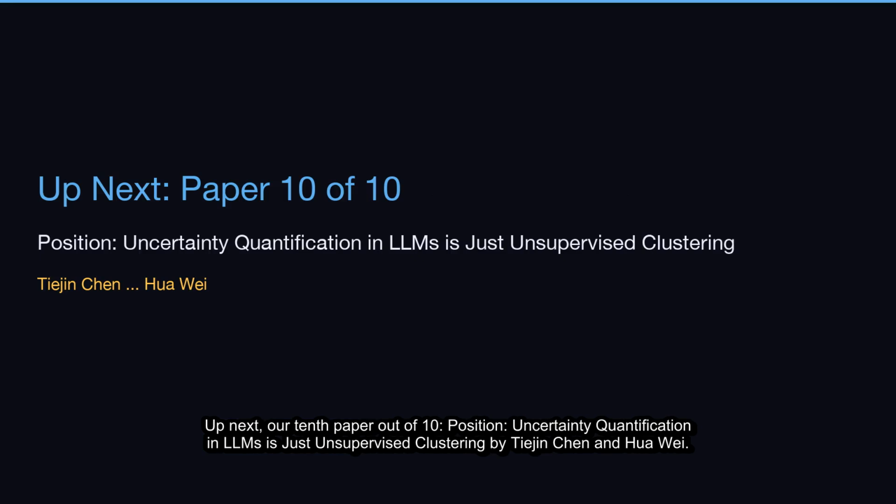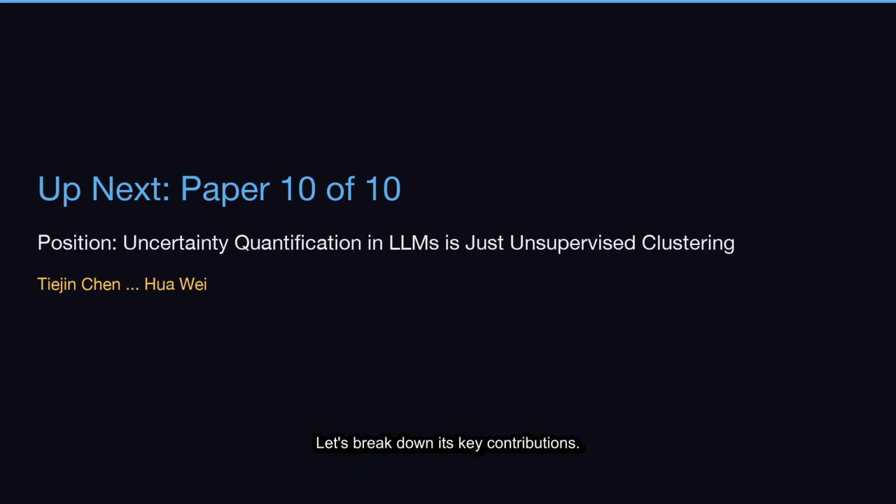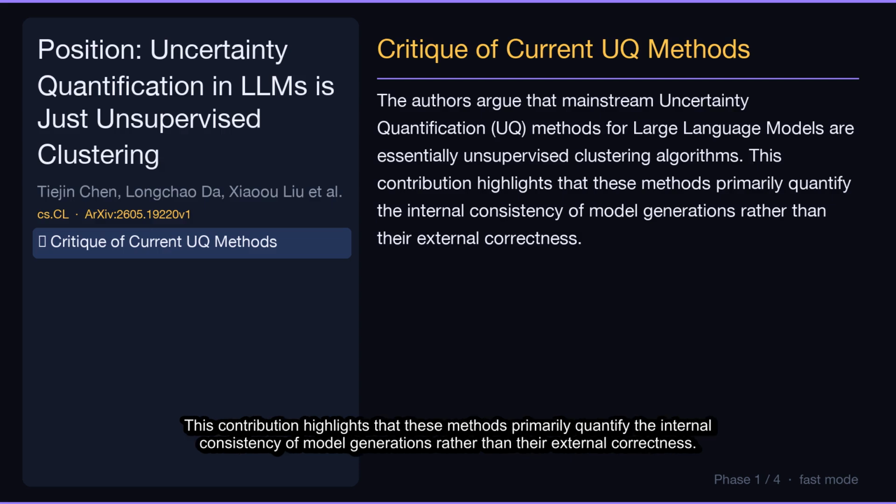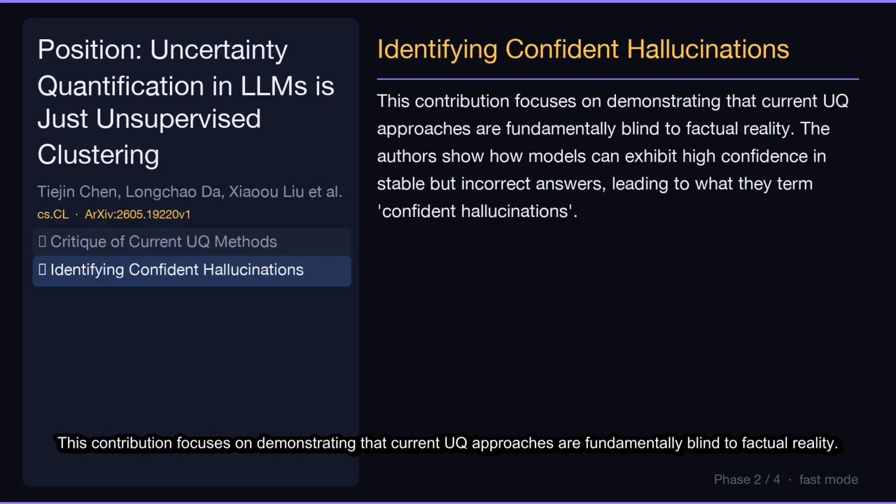Up next, our 10th paper out of 10, Position: Uncertainty Quantification in LLMs is just unsupervised clustering by Taijin Shun and Huawei. Let's break down its key contributions. The authors argue that mainstream uncertainty quantification (UQ) methods for large language models are essentially unsupervised clustering algorithms. This contribution highlights that these methods primarily quantify the internal consistency of model generations rather than their external correctness. This contribution focuses on demonstrating that current UQ approaches are fundamentally blind to factual reality.